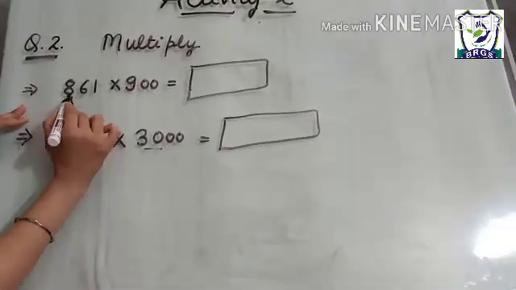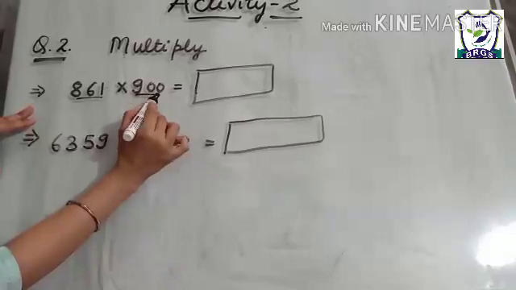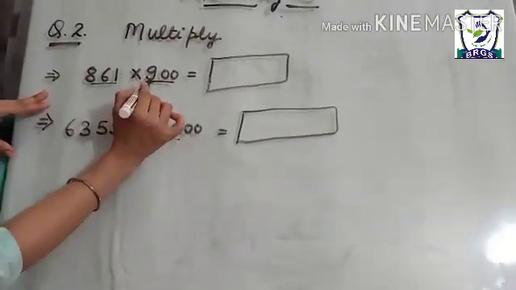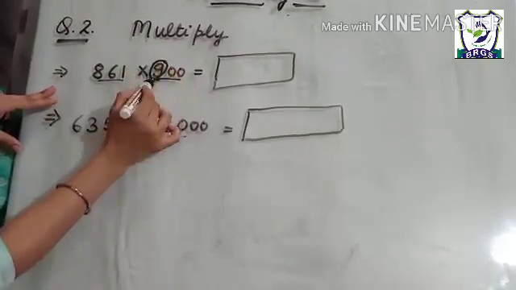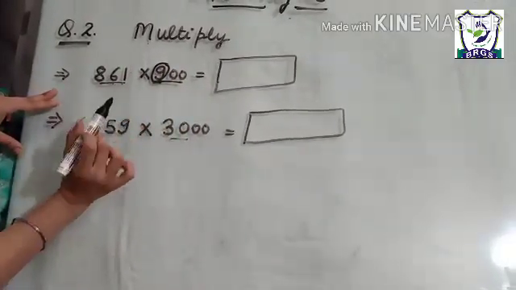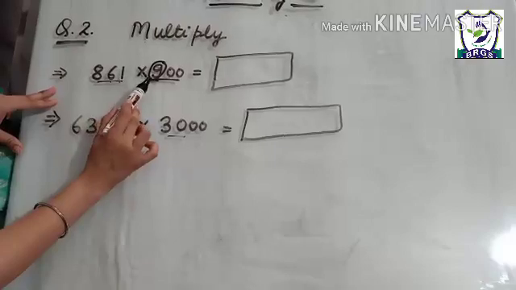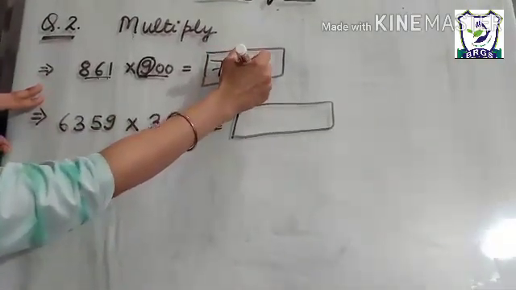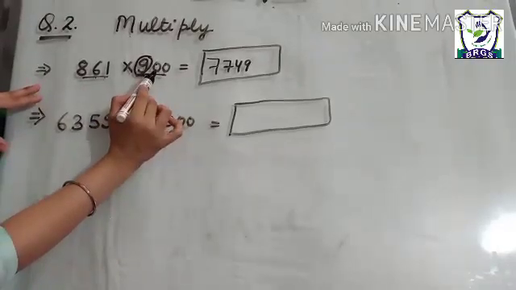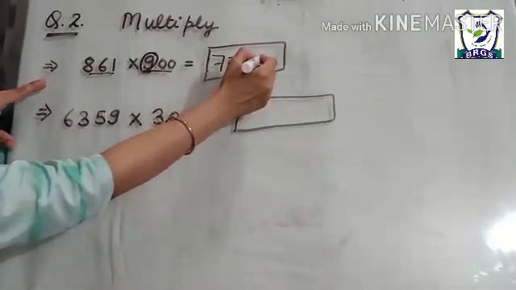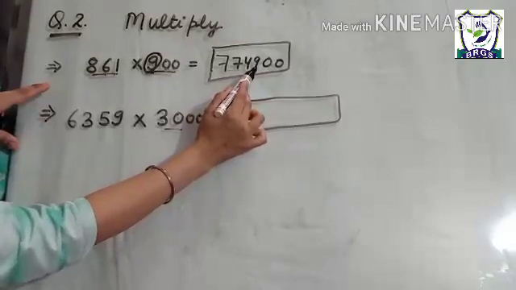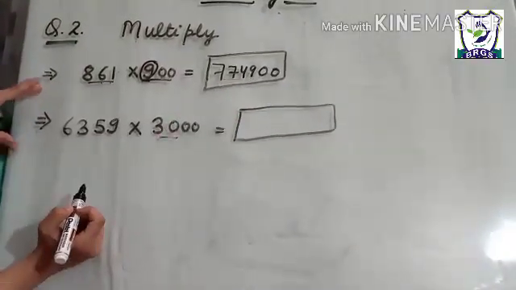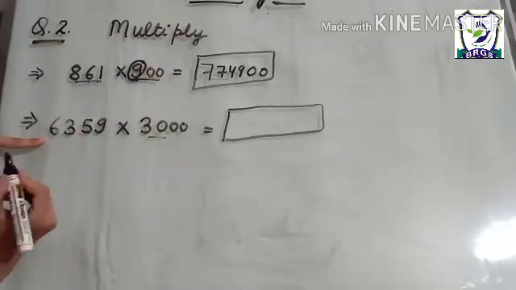Here you are given 861 into 900. Okay students, skip these 2 zeros. What we will do, firstly we will multiply this 9 with the 861. On multiplying 861 with 9, we will get 7749, and after that add these 2 zeros to the right of the product. This is our product, and add these 2 zeros to the right of this. This is your answer.